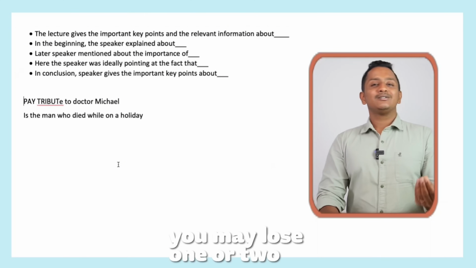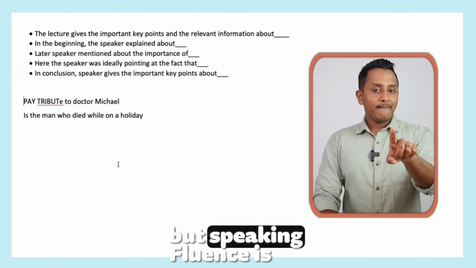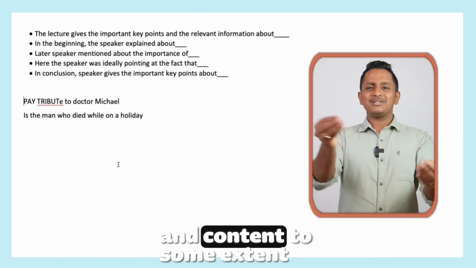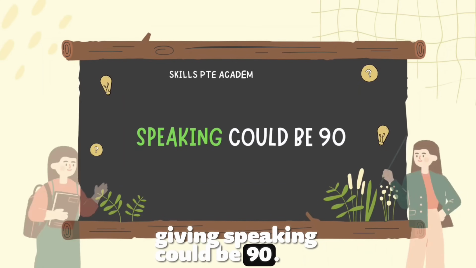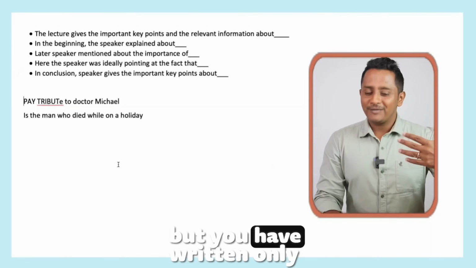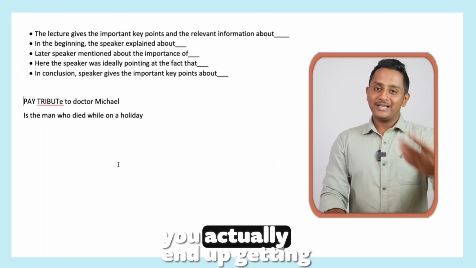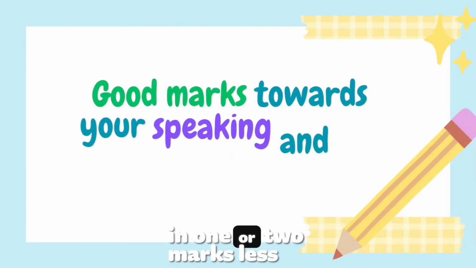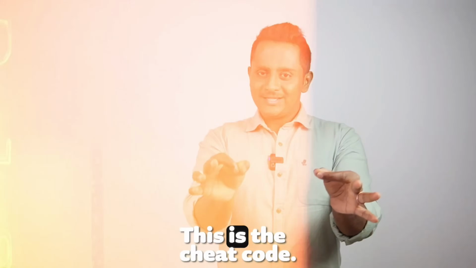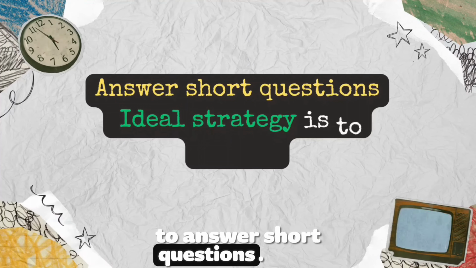Of course, you may lose 1 or 2 marks towards your listening, because the content is less. But speaking, fluency is perfect, and content to some extent you're giving. Speaking could be 90 if you just follow this. Listening 1 or 2 marks may go down, but you have written only 2 sentences. Instead of getting 0, you actually end up getting good marks towards your speaking and 1 or 2 marks less towards your listening. This is the cheat code. Remember this.